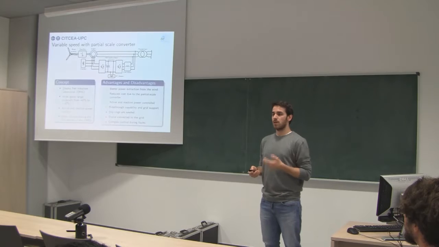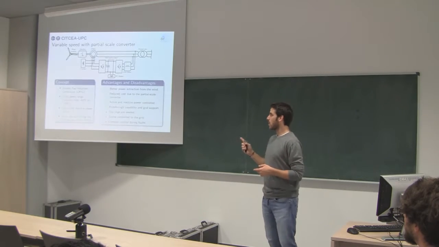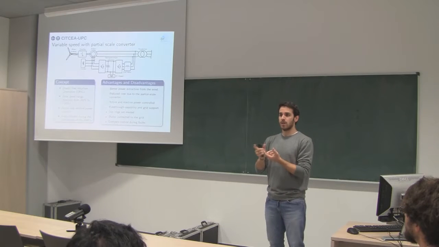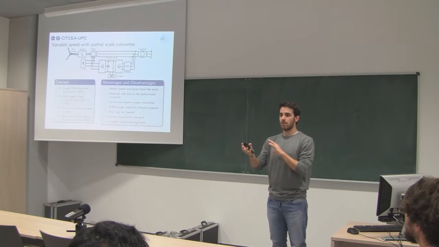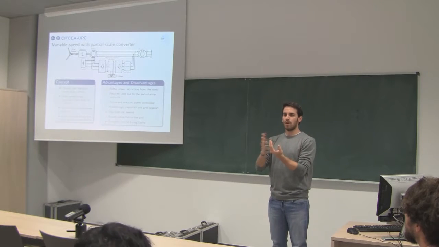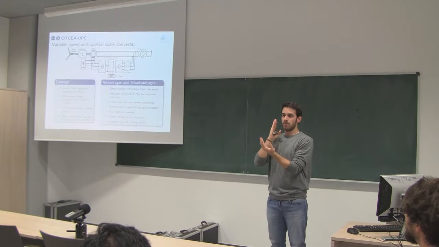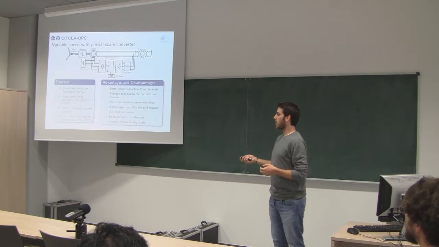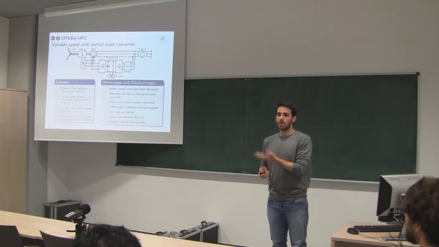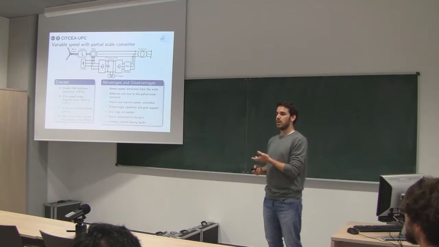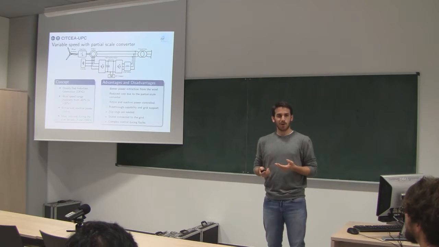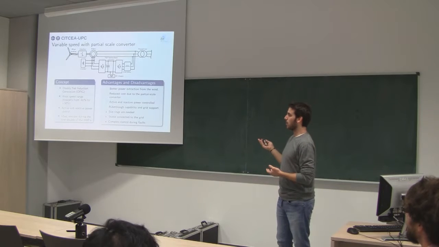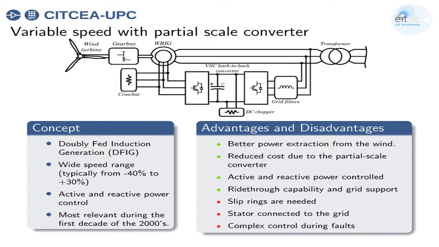What happens with this concept? I mean, this back-to-back converter allows better power extraction from the wind because it allows you to vary the speed. Okay, so I think that it's around -40% to +40% of speed variation from the base speed, which is the synchronous speed. Okay, we have of course active and reactive power control, and this is probably the workhorse of the wind industry. Okay, so it is the most installed wind turbine everywhere.